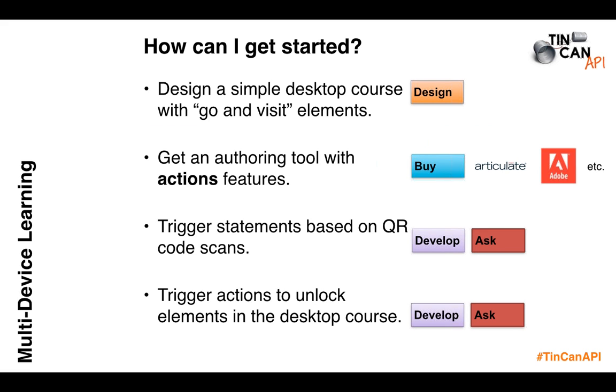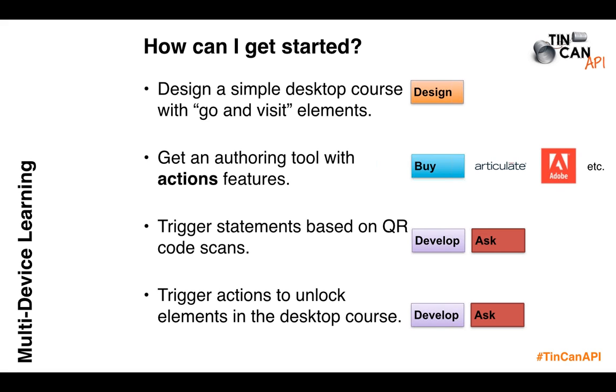So how do you get started? Well, you need to design a desktop course that's got go-and-visit elements, something where you're actually going to have to go somewhere. That might be to visit a particular location, or it might be to meet a particular person. Again, you need an authoring tool that's got actions features, and that needs to be able to trigger Tin Can statements. And you also need to be able to trigger statements based on QR code scans.